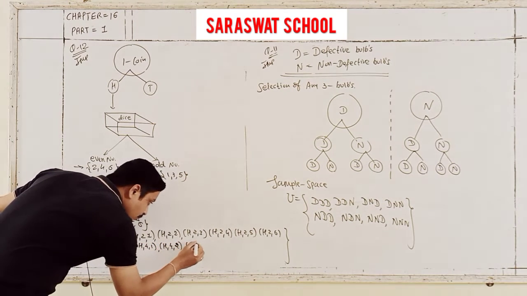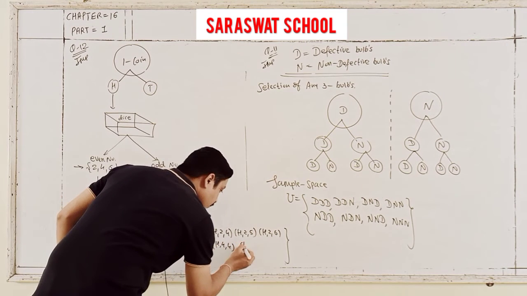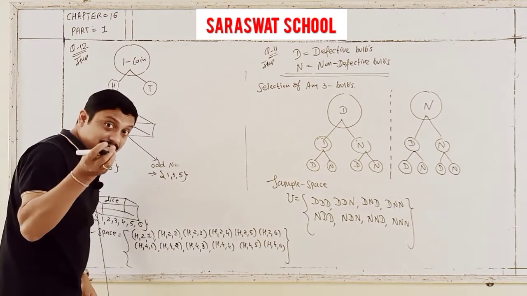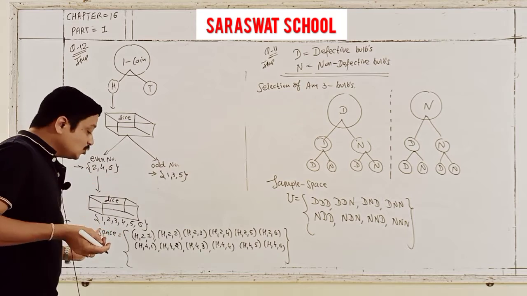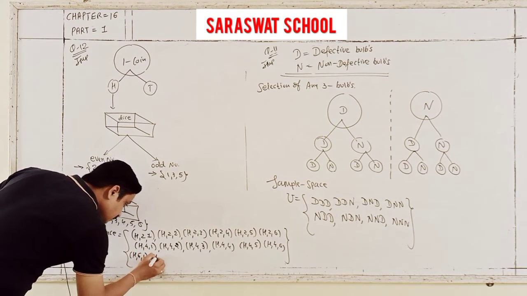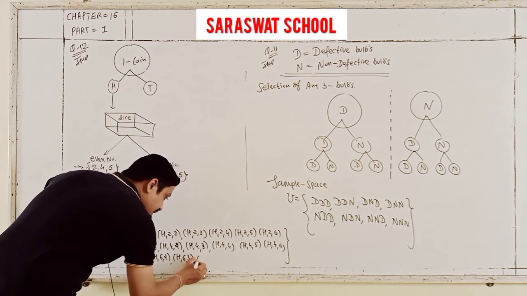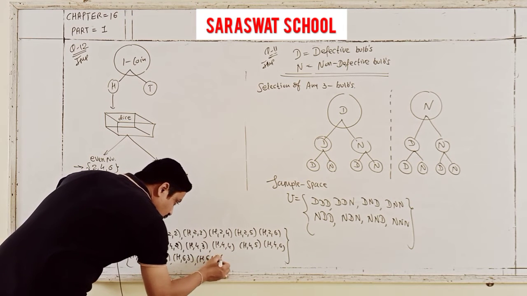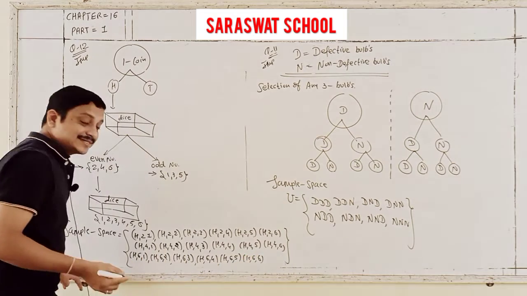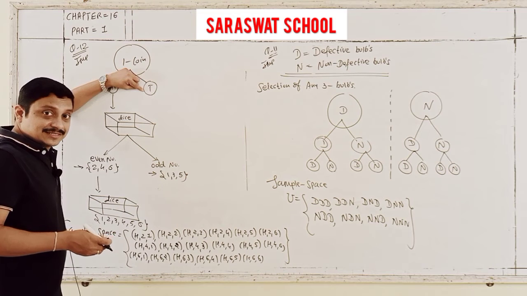H4 2, H4 3, H4 4, H4 5, H4 6, and the third turn, H6 with all, means H6 1, H6 2, H6 3, H6 4, H6 5, H6 6. This is done. Now turn to the other side.